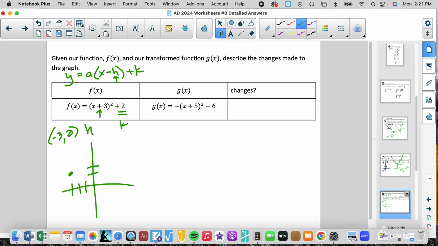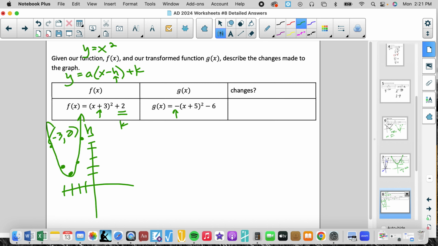And then there's no stretch or shrinkage. So everything else will run like a parent, like y equals x squared. So it'll be here and here, and then it'll be 2 up, and it'll be 1 here. So you'll get your regular parabola shape.